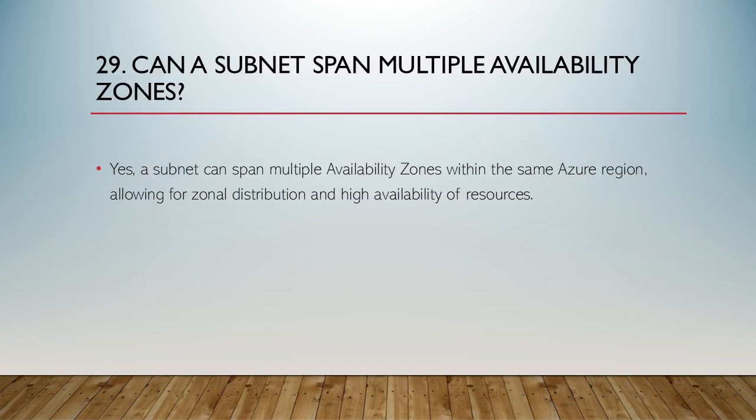29. Can a subnet span multiple availability zones? Yes, a subnet can span multiple availability zones within the same Azure region, allowing for zonal distribution and high availability of resources.